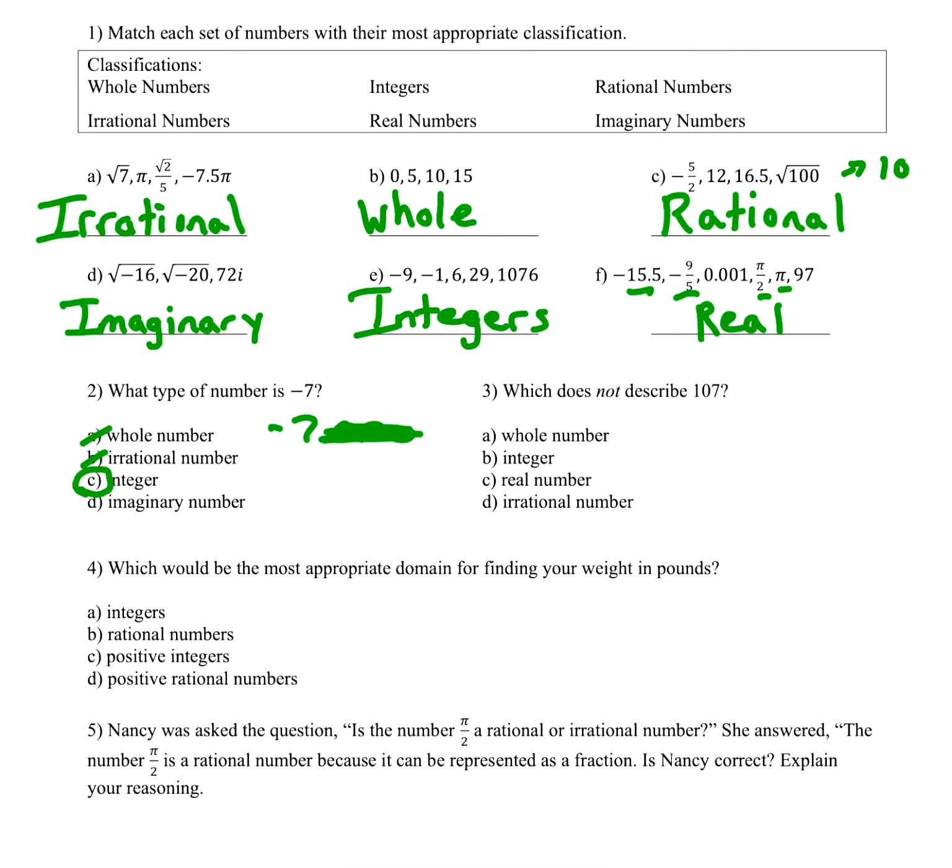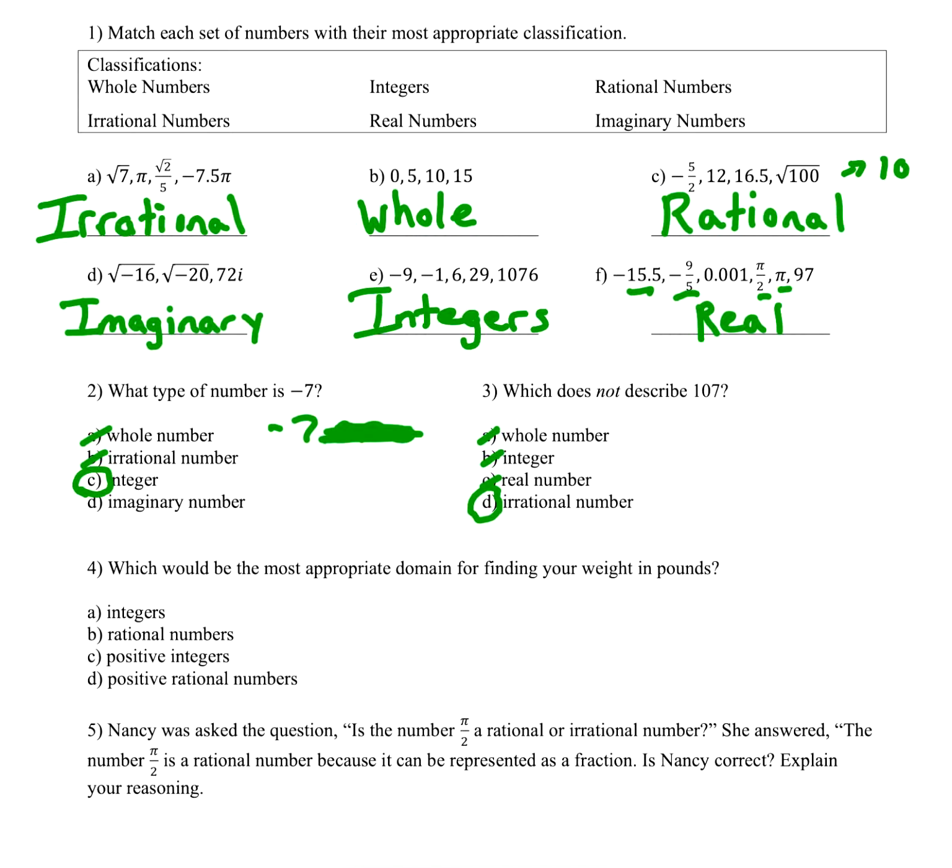C, which does not describe 107. Well, it's a positive number without a fraction, so it's a whole number. It is an integer because it's written without a fractional part. It is a real number because it's an integer. It is not irrational because it does terminate.